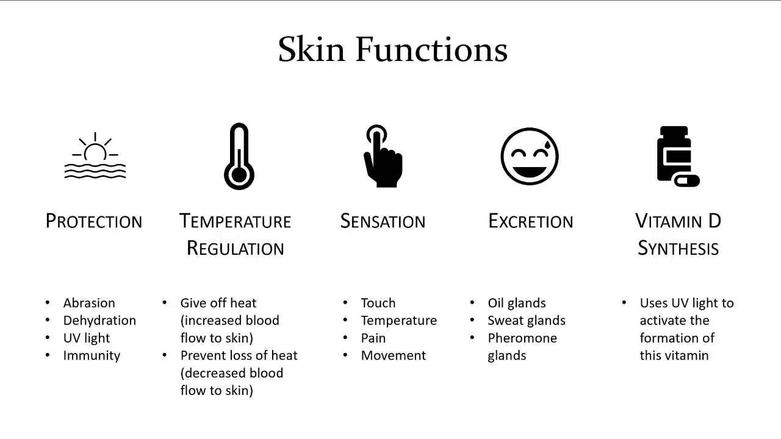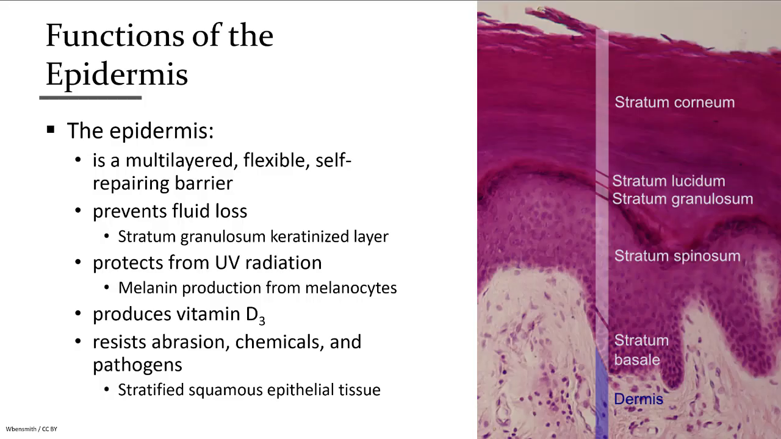Protects us from UV light and provides a big part of our immunity in preventing antigens from getting in our body. Plays a big role in our temperature regulation, whether we're trying to give off heat or prevent loss. We have nerve endings within our skin, so it's involved in sensation, excretion, like our oil glands or our sweat glands. We talked about different types of glands in the last chapter, as well as helping to form vitamin D. The UV light that comes in our body that we actually try to protect ourselves from, you can see on the far left, we actually use that UV light to activate the formation of vitamin D.